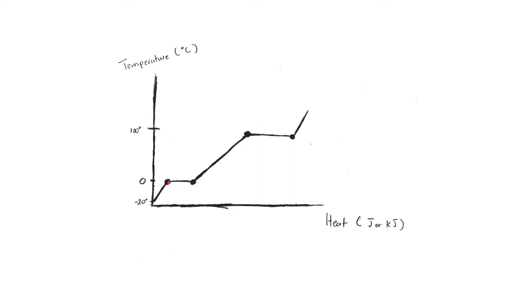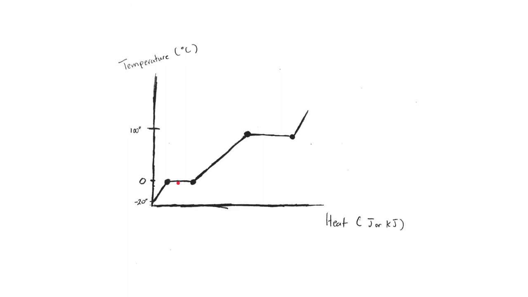Then the temperature of the ice stops increasing. At this point, we're adding heat to the ice, but its temperature isn't increasing. The temperature line appears to be flat, even though the heat is increasing. So what's going on? We've reached the melting point of H2O. The heat we're adding isn't going to warm up the ice. Instead, it will go towards turning the ice into water.